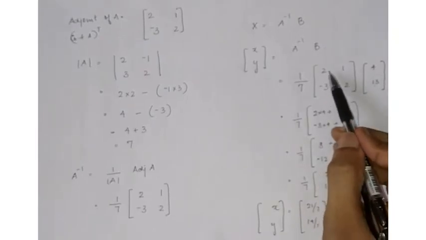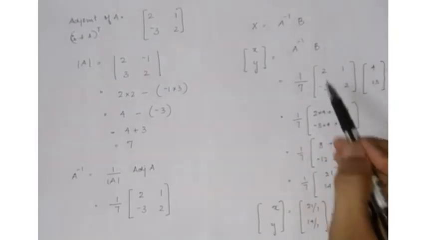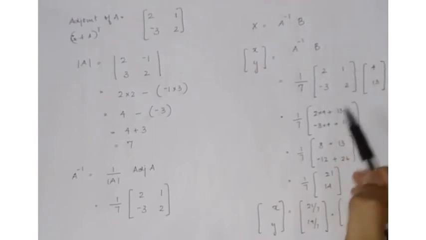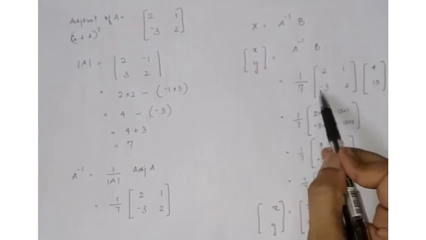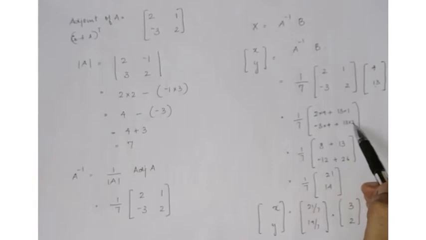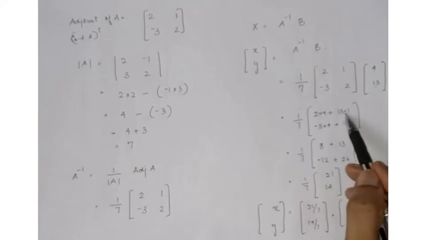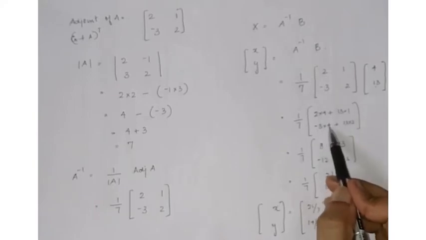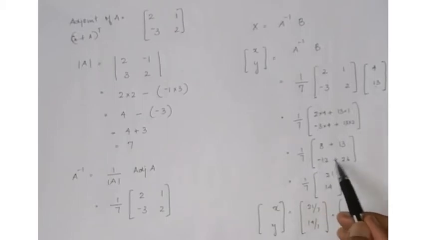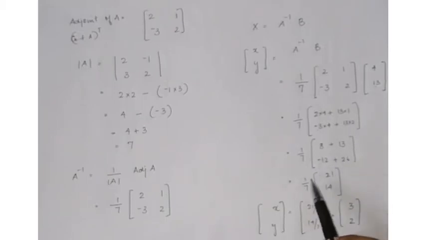Now we do the normal matrix multiplication. 4 into 2 plus 13 into 1. That is the first row into the column. Then you do the second row into the column: minus 3 into 4 plus 13 into 2. When you multiply this, you get 4 into 2, 8. 13 into 1 is 13. When you do this, 4 threes are 12, that is minus 12, plus 13 into 2 is 26. So 1 by 7 into 21, 14. Now do this division here. 21 divided by 7 is 3. 14 divided by 7 is 2.